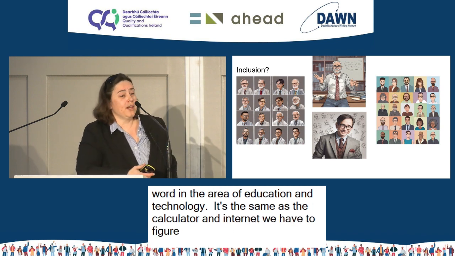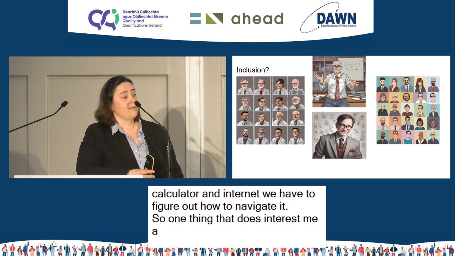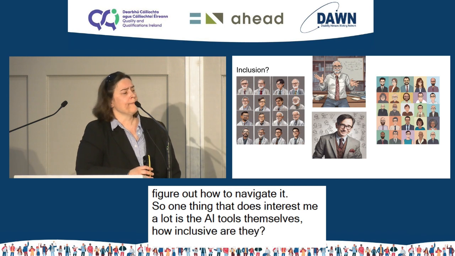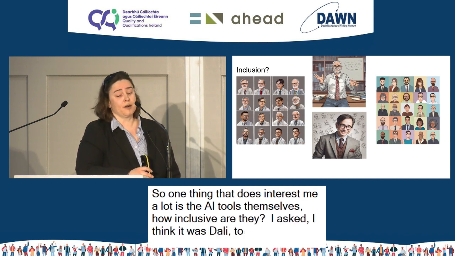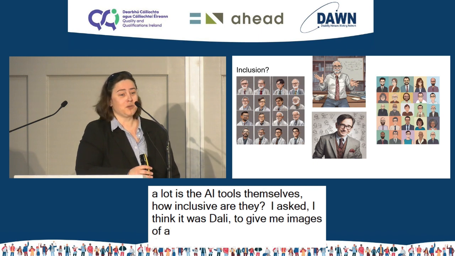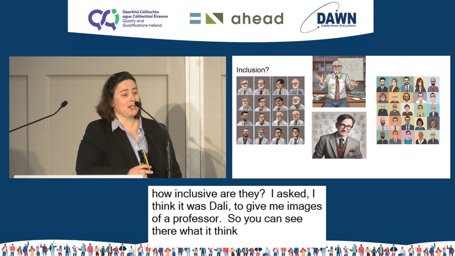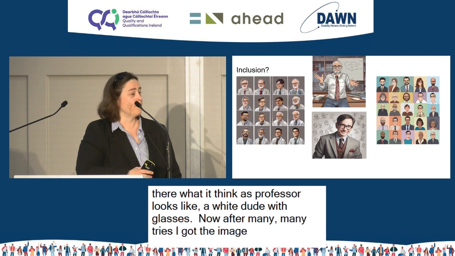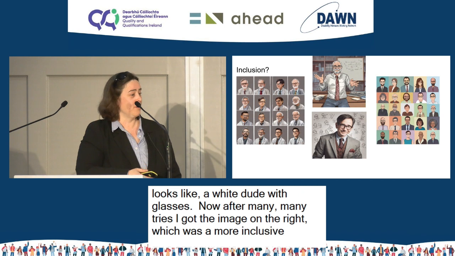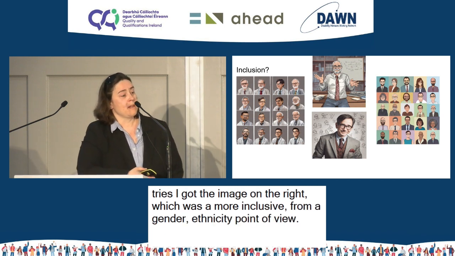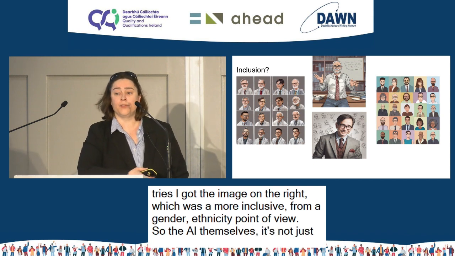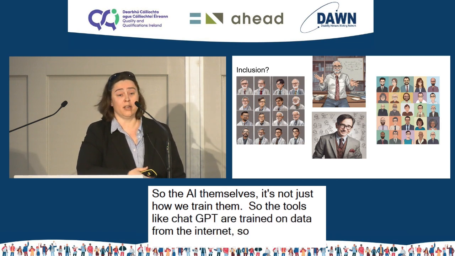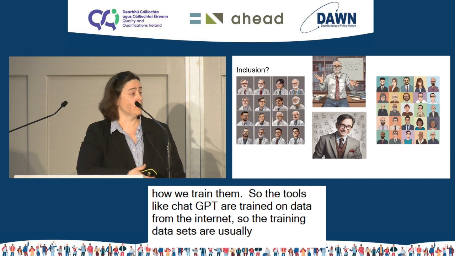So, one thing that does interest me a lot is the AI tools themselves. How inclusive are they? I asked, I think it was DALL-E, to give me images of a professor. So you can see there what it thinks a professor looks like. A white dude with glasses. Now, after many, many tries, I got the image on the right, which was more inclusive from a gender, ethnicity point of view. So it's not just how we train the AI themselves. The tools like ChatGPT are trained on data from the internet. So the training data sets are usually huge sets of data scraped from all sorts of places.